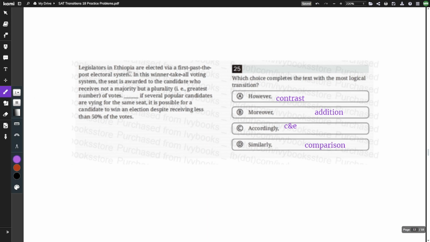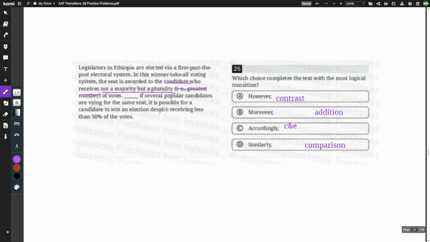Legislators in Ethiopia are elected by the system, and in the system, the seat is awarded to the candidate who receives not a majority but a plurality of votes. If several popular candidates are vying for the same seat, it is possible for a candidate to win an election despite receiving less than 50% of the votes. So it's saying that in this system, the candidate wins not by majority but by something else. You don't care what this something else is, it's just not by majority.